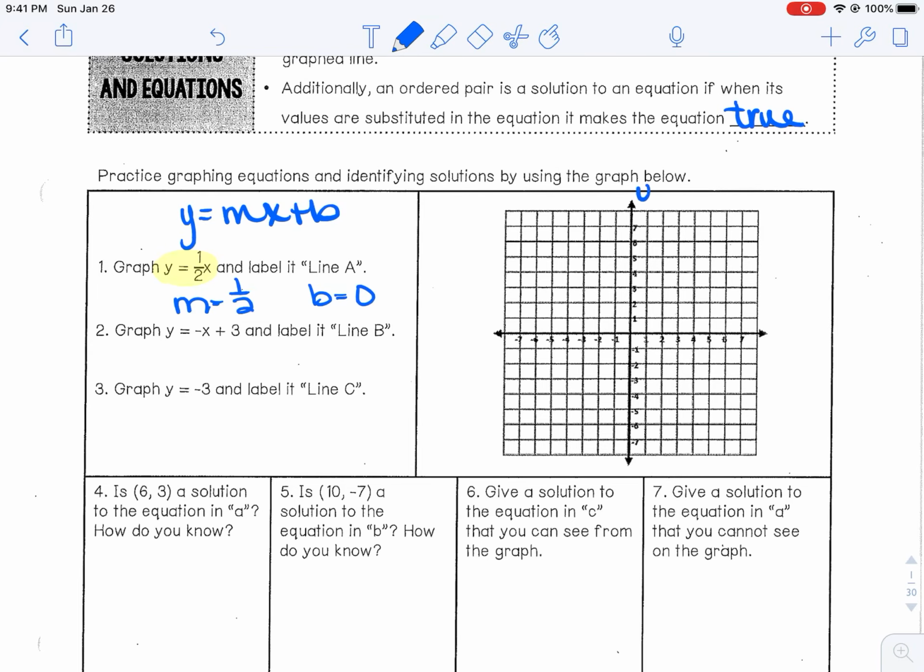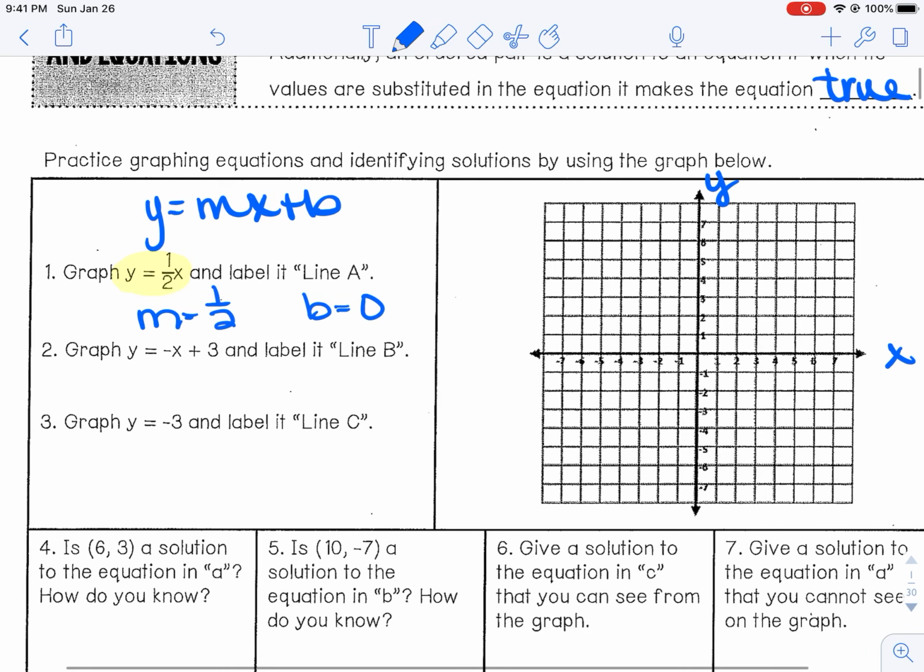We always go to the y-axis, so you might want to label these. Go to 0, also known as the origin, and plot your point. 1 is going to be your rise, 2 is going to be your run. So starting at 0, 0, we'll rise 1, and we will run to the right 2, and continue to do that. Rise 1, run to the right 2, rise 1, run to the right 2.